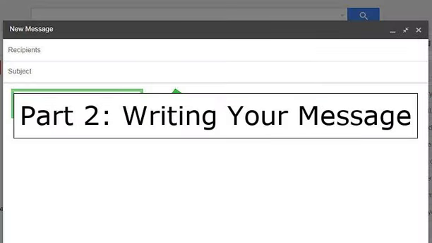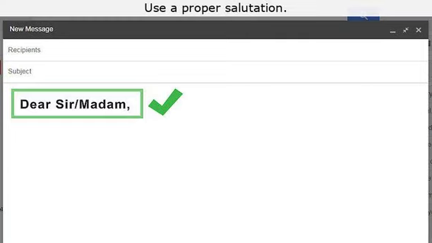Part 2. Writing your message. Step 1. Use a proper salutation. Always open a formal email with a salutation. Addressing the recipient by name, if known, is preferred. Include the person's title, Mr., Mrs., Ms., Dr., etc., with their last name, followed by a comma or a colon. You can precede the salutation with "Dear," if you like.